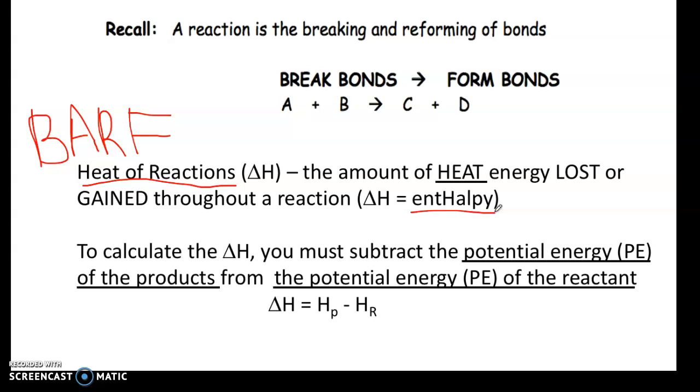I'm going to say that again. You're going to subtract the potential energy of the products from the potential energy of the reactants. Once you subtract those two values, you will have your heat of reaction or your entropy. Now, sometimes you might need to be able to calculate it, and that's where the potential energy diagram comes in handy. And I'll show you that later on. But sometimes you might not need to calculate it.